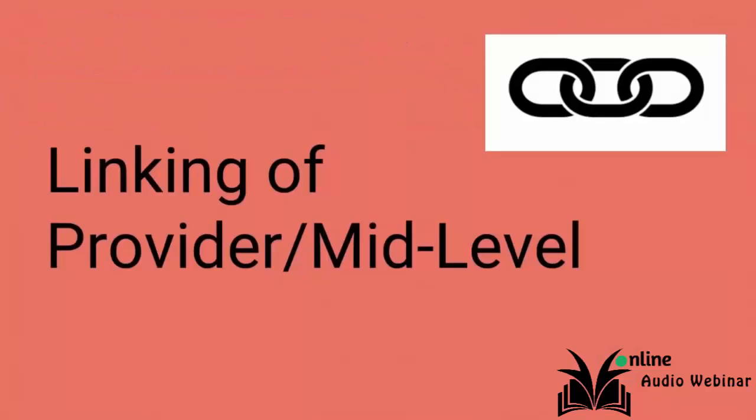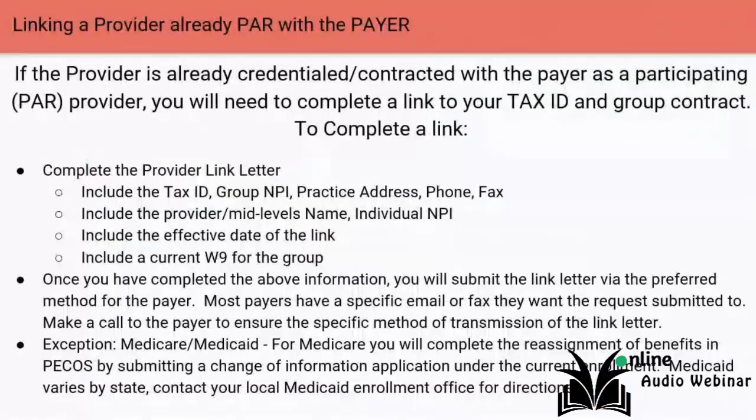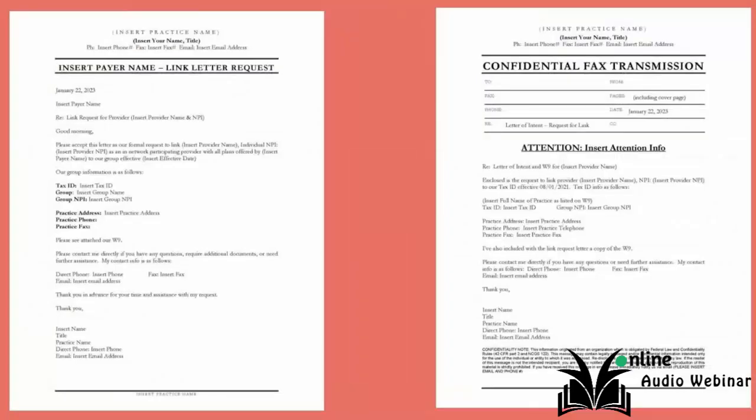So let's go over linking a provider or mid-level to your group. This means that the provider is already credentialed and you just need to link them to your tax ID and group contract, so that they are processing under your terms and contract. So if the provider is already credentialed, contracted with the payer as a participating or referred to as PAR provider, you'll need to complete a link to your tax ID and group contract. This right here is a copy of the link letter and the fax transmission.